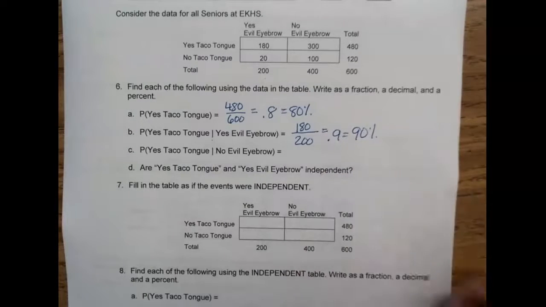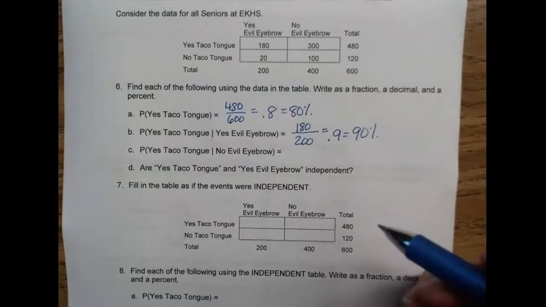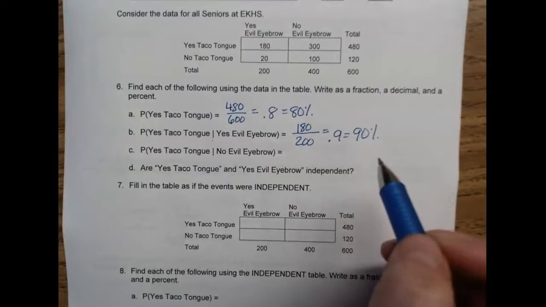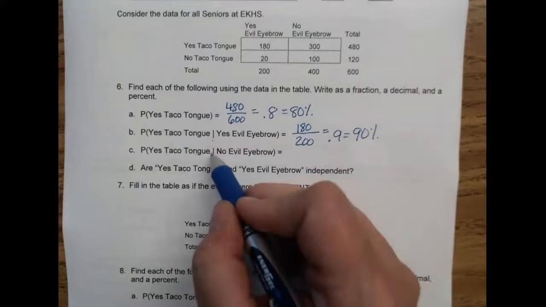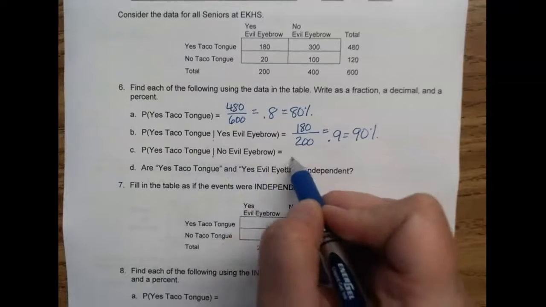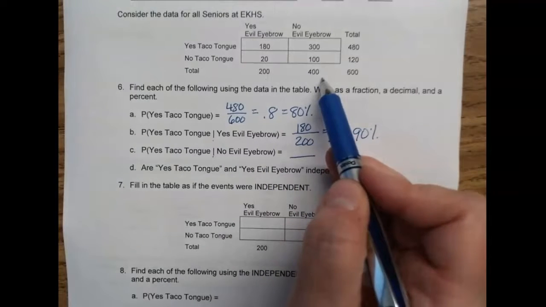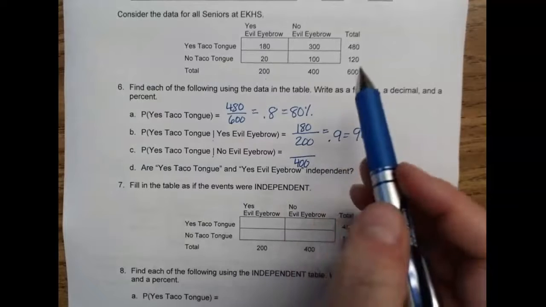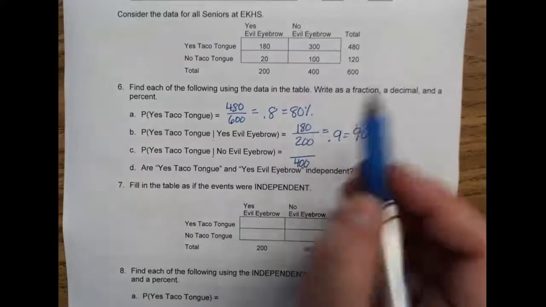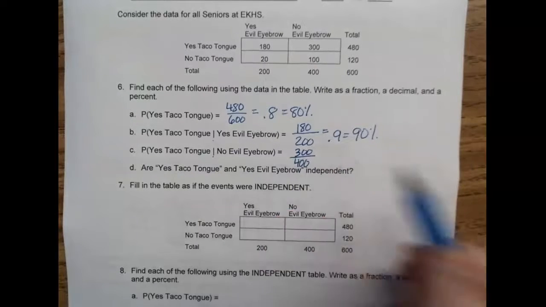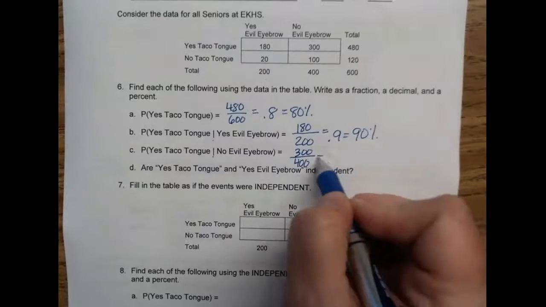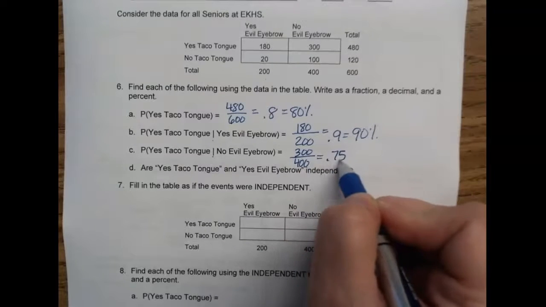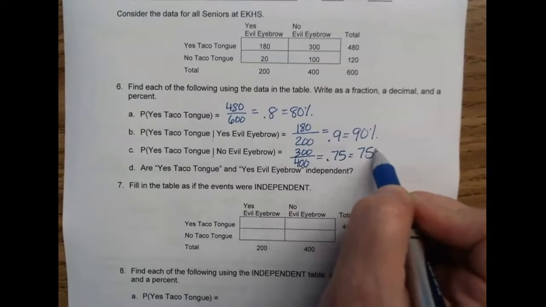Right here we can already see we have some different probabilities going on. Let's see what happens when we do our third conditional. So I have given no evil eyebrow. No evil eyebrow is 400 people. Of these 400 people, how many are yes taco tongue? That's 300 of them. Okay, we're going to simplify that down. I got 0.75, which is 75%.